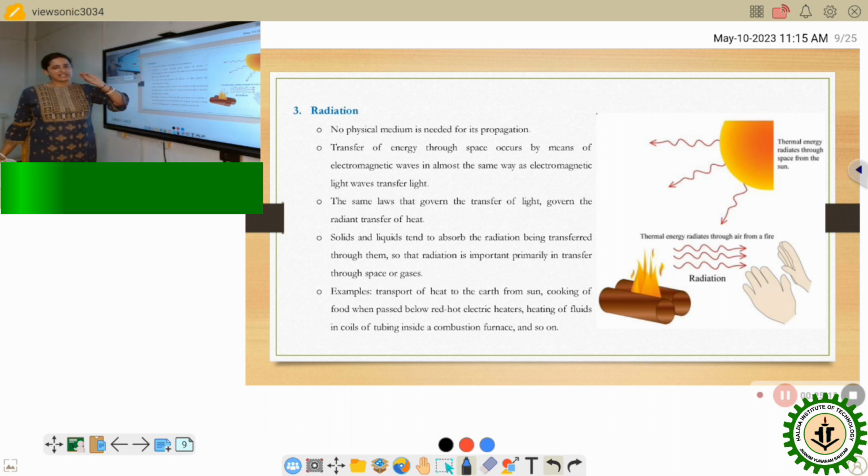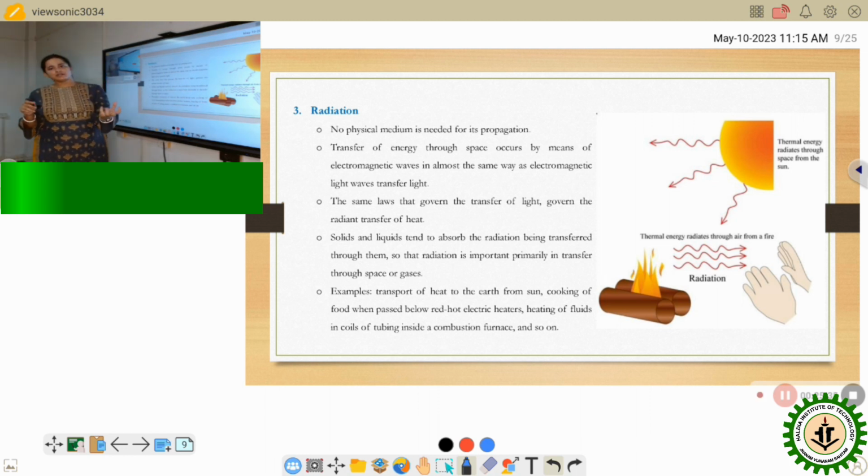Here we do not need any kind of medium. It travels just the way light travels from sun to earth, so it travels through electromagnetic waves. Now in electromagnetic waves we have two components, a magnetic component and an electric component, which are perpendicular to each other, and the direction in which it flows is again perpendicular to both of them. So that does not need any medium.